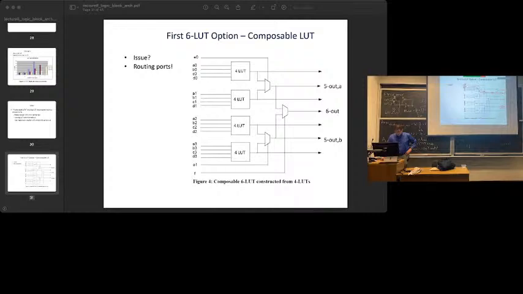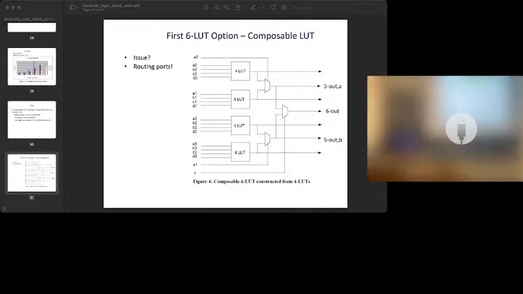Why are you wasting area? I see. Okay, so you're saying this could be wasted, right? So that's true. If I use the smaller LUTs, I'm going to waste this. But this is small, okay? So these 4 LUTs we just saw, we added up all the transistors. It was a lot of transistors. These are 2-to-1 muxes, 3 of them, right? I can make 2-to-1 muxes with a couple of pass transistors and an inverter, for example, which is like 4 transistors. So this is pretty small, right?